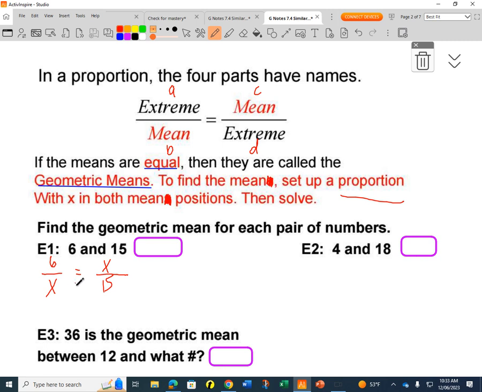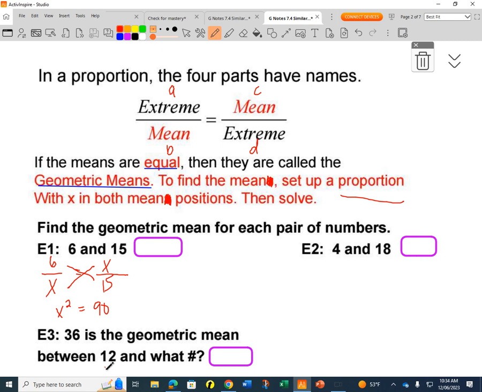So we're going to do cross products. I always like my variable on the left, equals 90. So x squared, x times x is x squared, 6 times 15 is 90. I'm going to let you give the approximate answers for these, but I'm going to review with you how to find the exact answers. In other words, I'm going to review how to simplify a radical. Irrational numbers can only be approximated unless you write them in radical form.